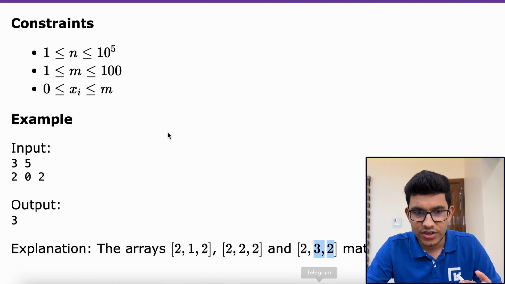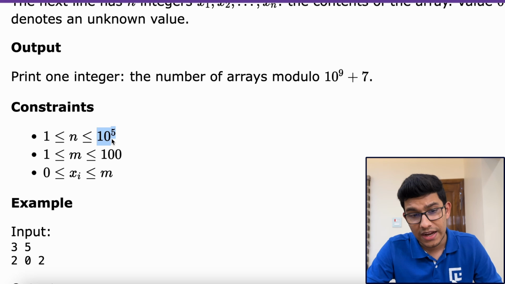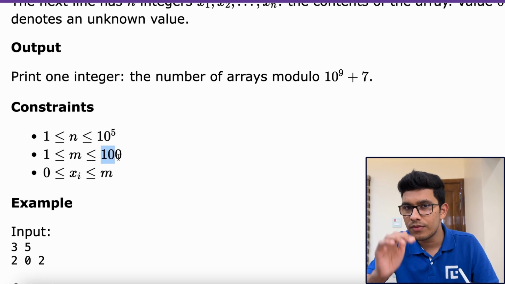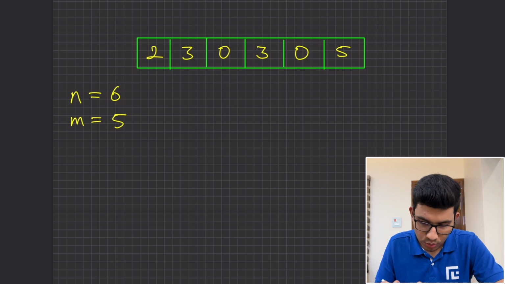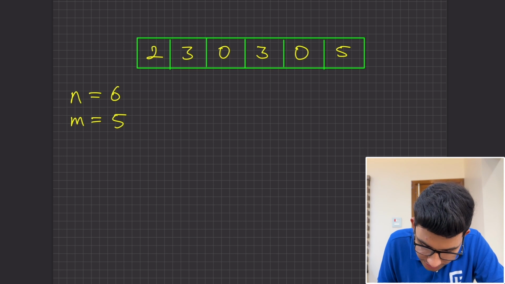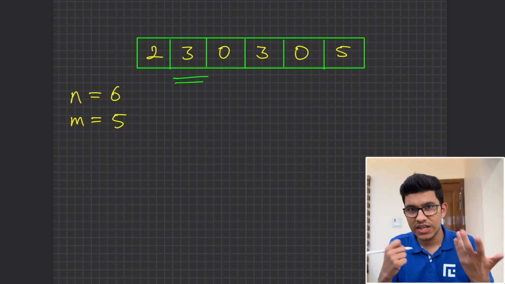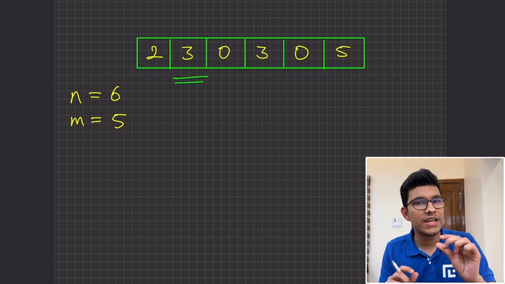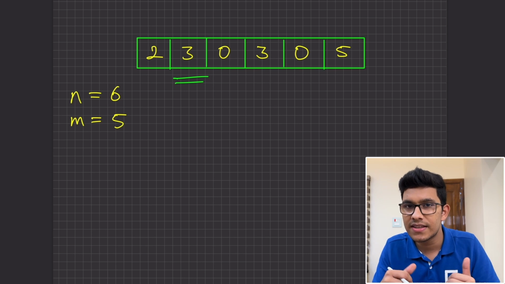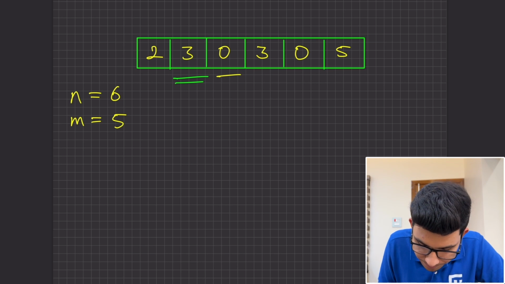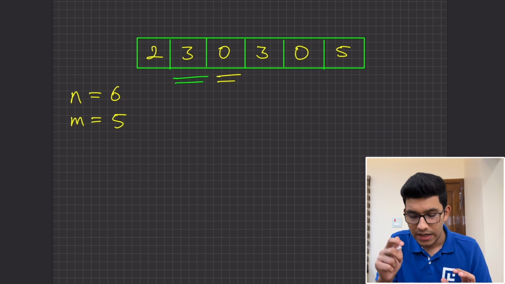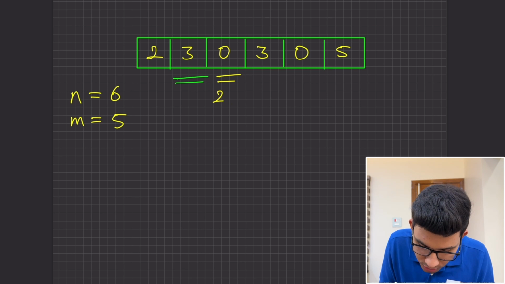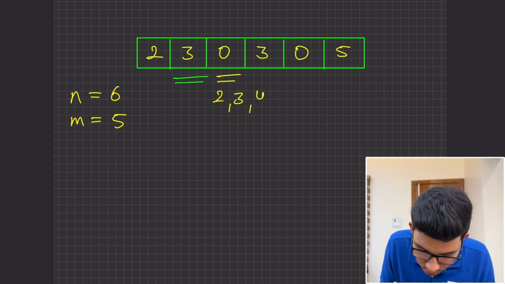So given these constraints, n can go up to 10 to the power 5 and m can go from 1 to 100. Let's consider this example 2 3 0, 3 0 5. Okay. Look at this particular index, for example, 3. Can you change this index? No. You can only change the value of an index when it contains a 0. Let's look at this particular element. Can you think of what are the different values that can be put at this index? I think you can put a 2, you can also put a 3, and you can also put a 4.